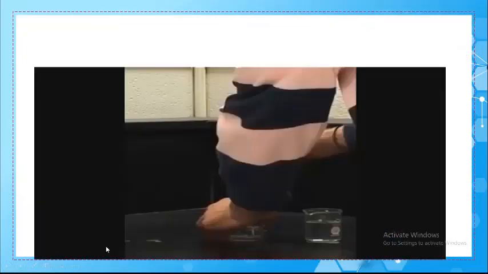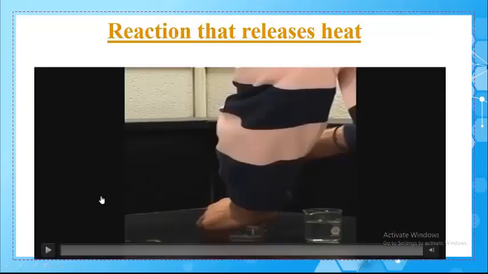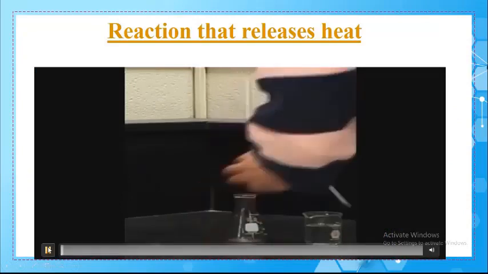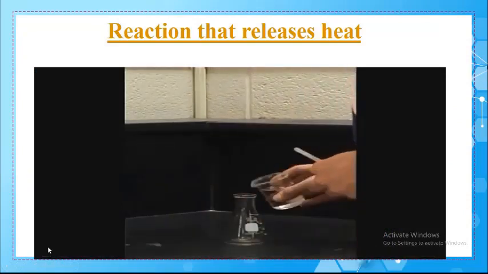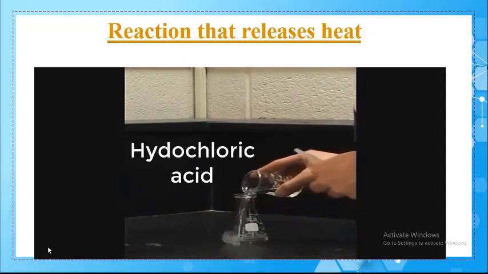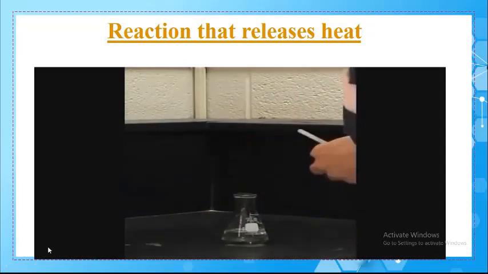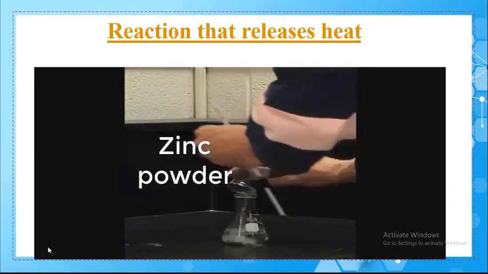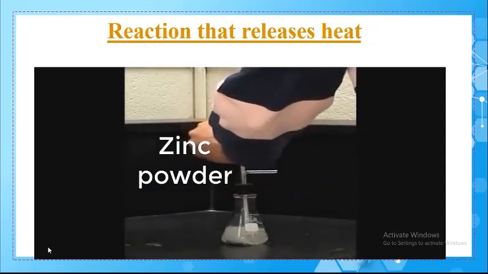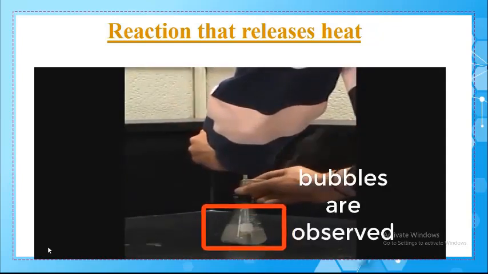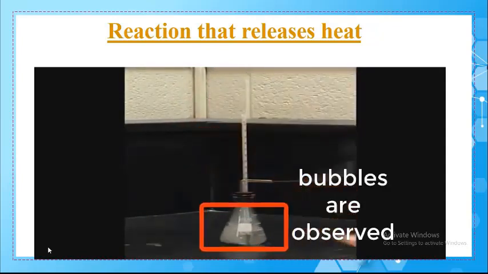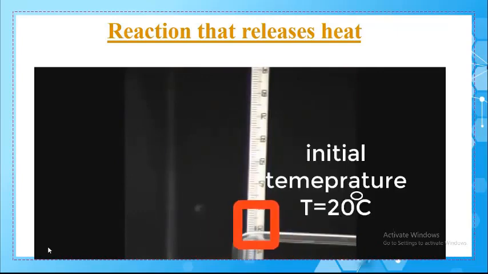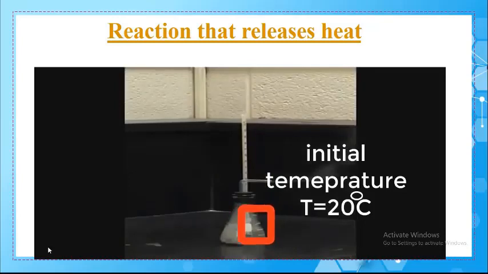Good. Observe this chemical reaction where the heat is released. We have in the beaker some hydrochloric acid. I place it in the Erlenmeyer flask. Put just above it some zinc powder. Do you see? Place a thermometer. Do you see the bubbles that indicate the occurrence of a chemical reaction? Look at the temperature. The initial temperature was 20 degrees Celsius. What happens to this temperature?